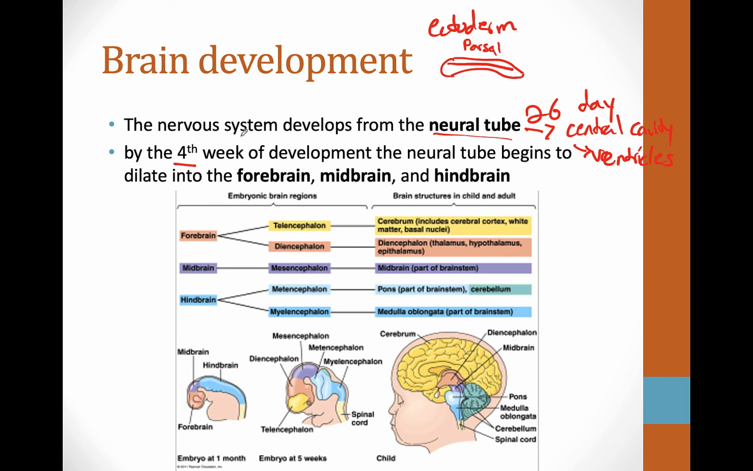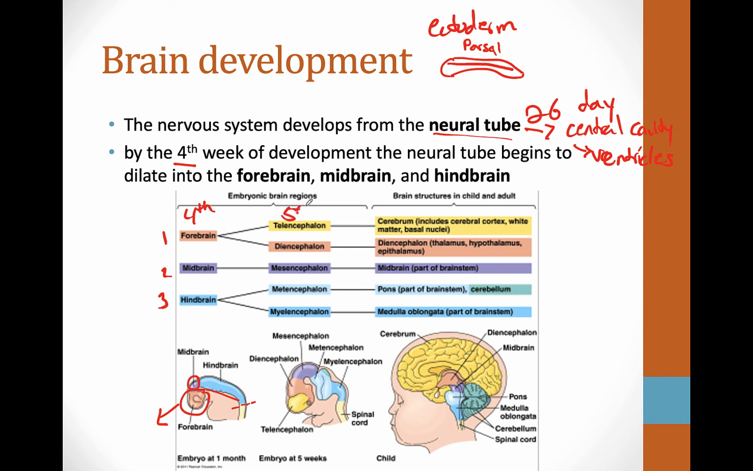By the 4th week, about day 28, this neural tube is going to start to dilate, or get bigger, into these three main regions, three subdivisions. We have the forebrain, which would be the most rostral, the midbrain, and then the hindbrain, and then this part here, in yellow, would be the spinal cord. So this is the 4th week.